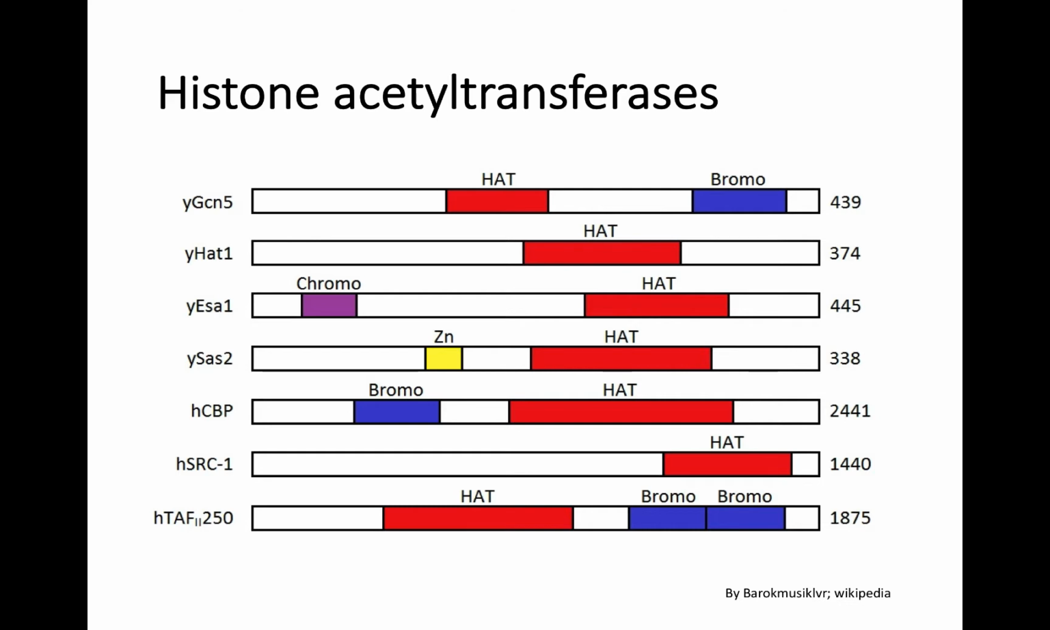All HATs have a HAT domain, in red, which is the catalytic domain that actually moves the acetyl group from the donor molecule to the histone protein. Many HATs have additional conserved domains such as bromodomains, chromodomains, or zinc finger domains that help localize them to target sites in the genome or mediate interaction with other proteins.